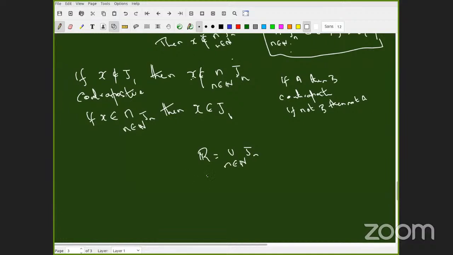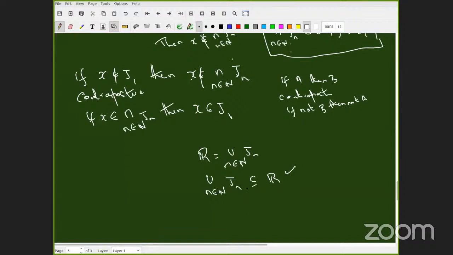So the union over n in N of Jn is a subset of R. Why? Start with the x here. Then there exists n in N such that x belongs to Jn, but Jn is given to be a subset of R. Therefore, x belongs to R. Each Jn is a subset of R, therefore the union also will be a subset of R.